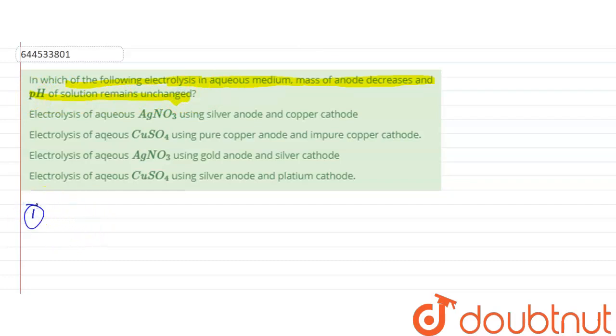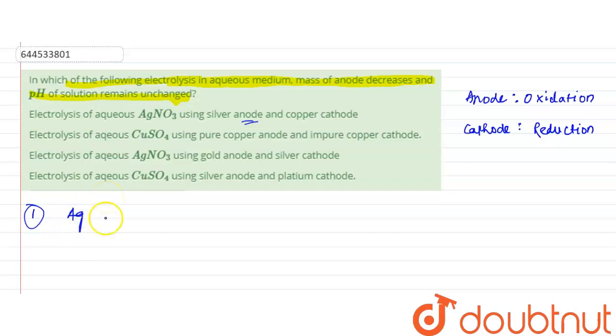The first is electrolysis of aqueous AgNO3 using silver anode and copper cathode, right? First of all, if you are using a silver anode, we all know that oxidation takes place at anode, and at cathode reduction takes place. So if you have the silver anode, this is not an inert electrode. So what will happen in the first case?